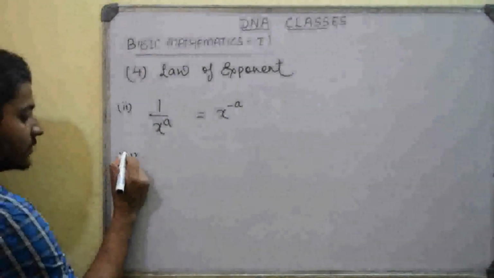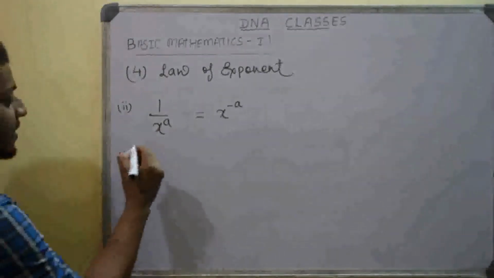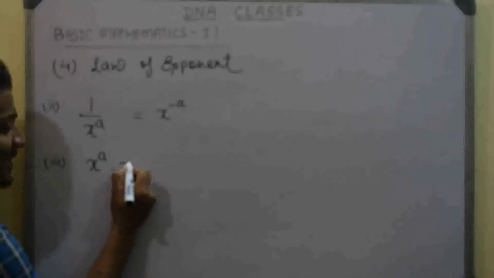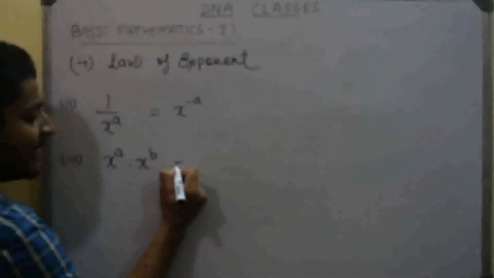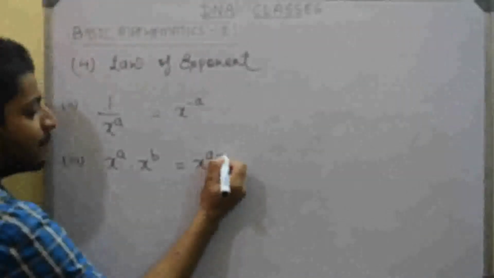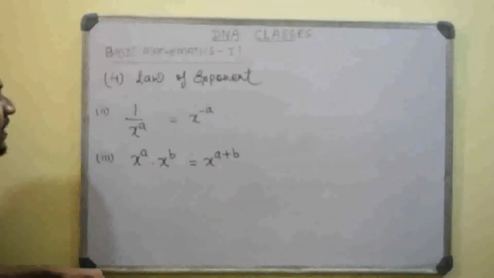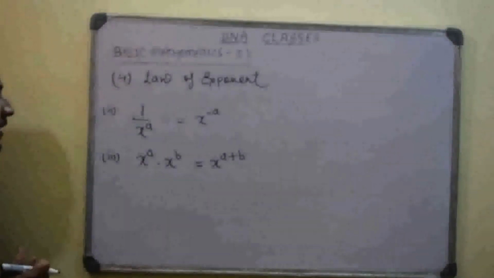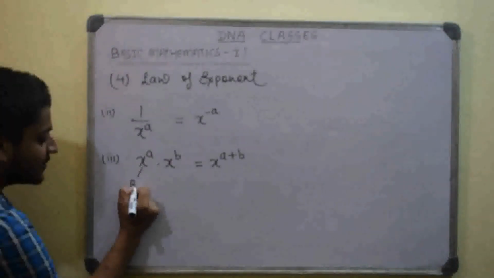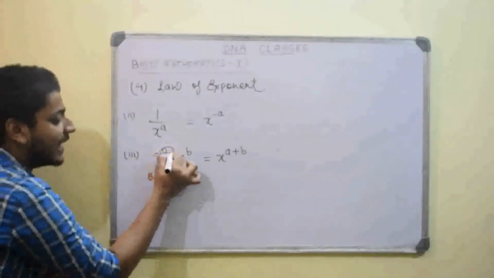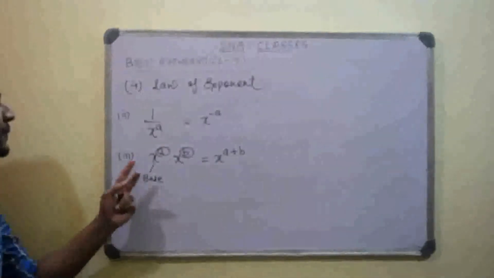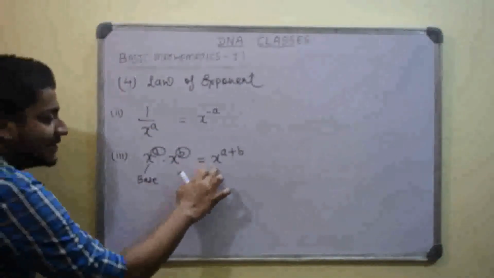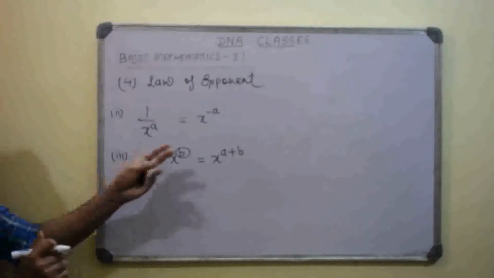Third law is that x to the power a into x to the power b can be written as x to the power a plus b. Meaning if the bases are the same, then the powers can be added. Here our base is x and powers are a and b. So keeping the base the same, the powers will get added. So x to the power a plus b.